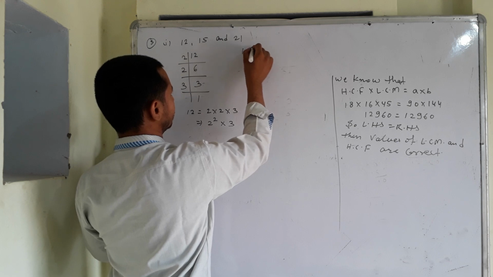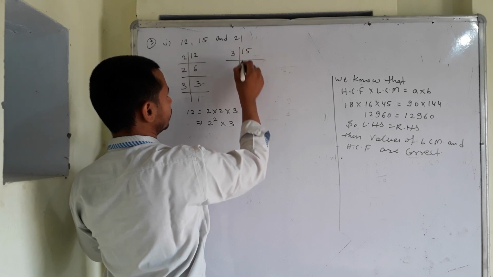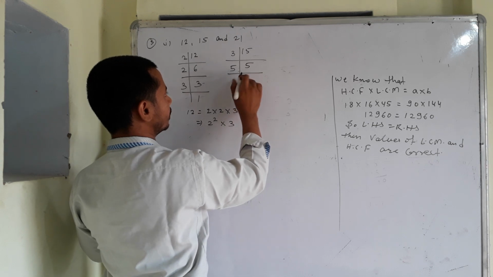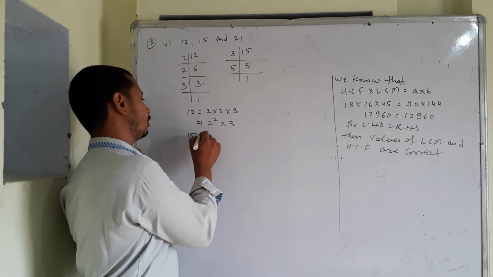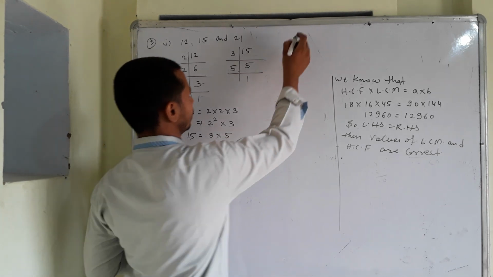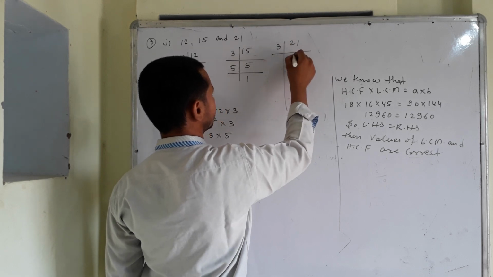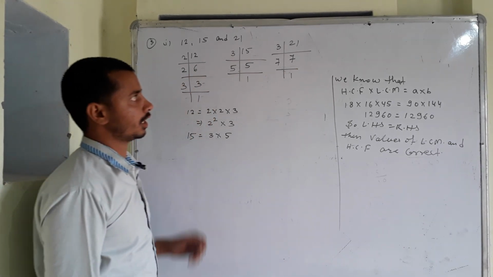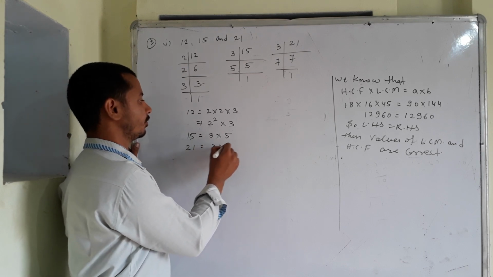Factorize 15. Factorize 15, then we find 15 divided by 3, so 5, and the last factor of 15 is 5. Then we find 1, and we can write the factors of 15 as 3 multiply 5. Okay, last number is 21. Factorize 21. Divide by 3, then 7, and divide by 7, so we find 1. 7 is the last factor of 21, so we can write 21 equals 3 multiply 7.